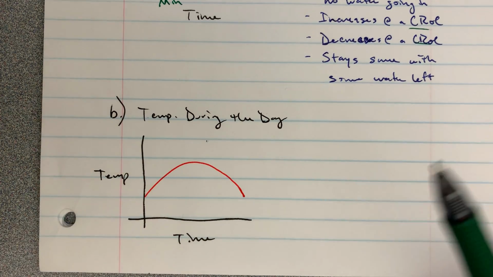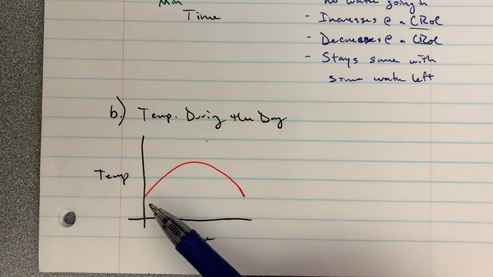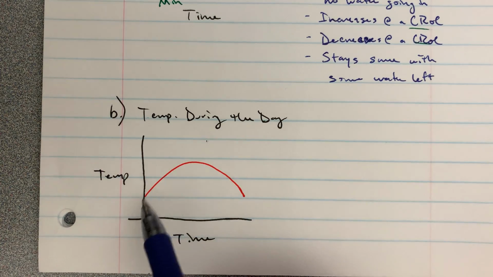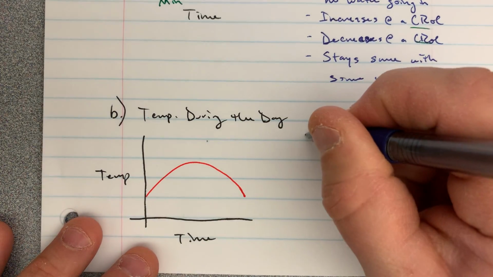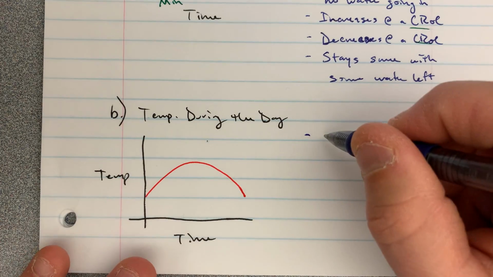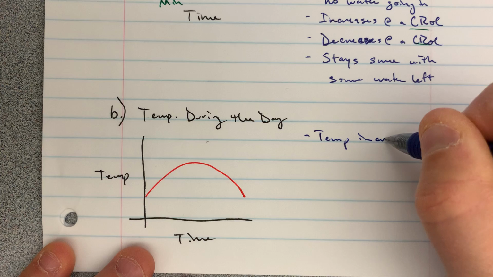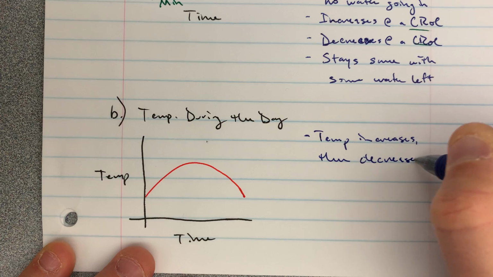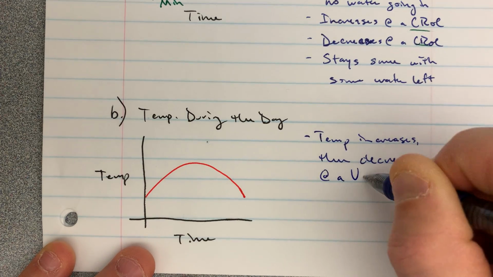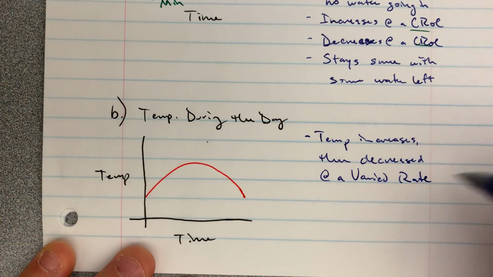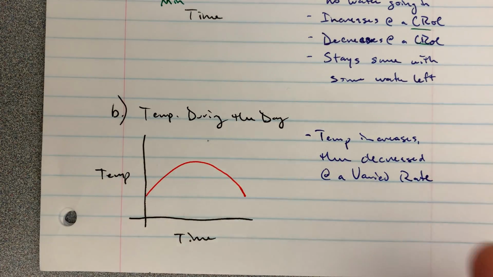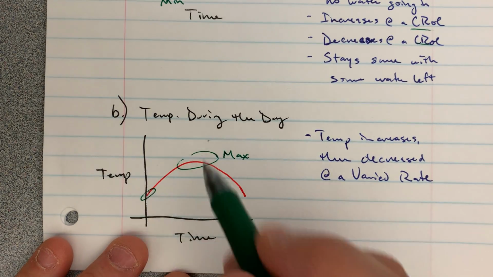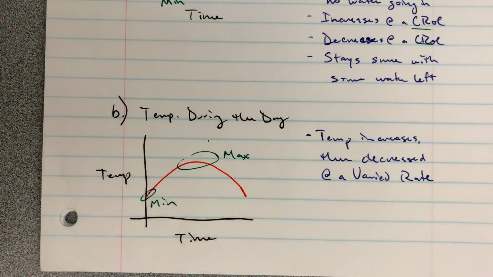Notice we have no straight lines at all. When we have it arced, non-linear throughout the entire thing, this is what we call a varied rate. So what I can learn based on this information is that the temp increased, then decreased at a varied rate throughout the day. We have our max up here, and it looks like the start of the day might be our minimum, but it might end up over here, just depends.